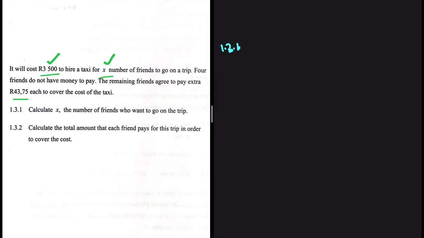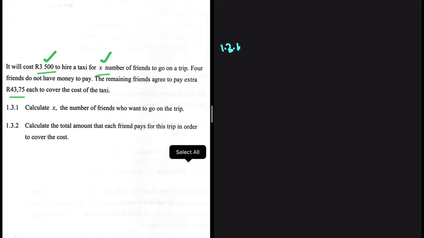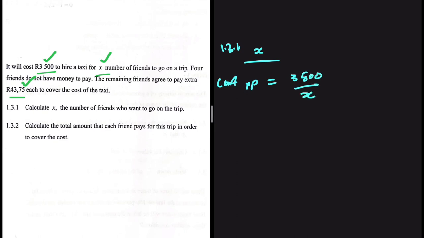And when 4 friends don't have money to pay, the remaining friends agree to pay an extra 43 rand 75 cents. Let's look at how much each person pays when we have X friends that are going on the trip. So here the cost per person will be equal to 3,500 divided by X. The total amount paid divided by the total number of people.